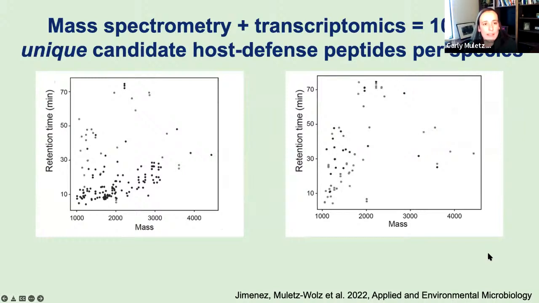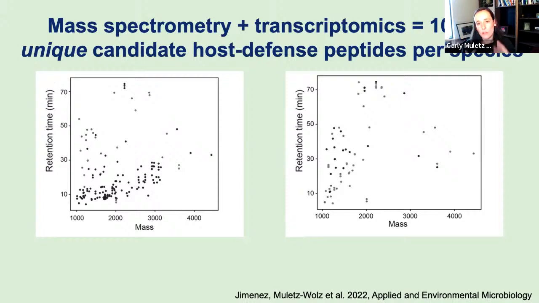And using mass spectrometry and transcriptomics, we've been able to identify 10 to 20 unique candidate host defense peptides per species. So these are the masses and the retention times of different host defense peptides, which are candidates. So they're larger than 1,000 Daltons and have greater than 3+ charge, are candidate host defense peptides.